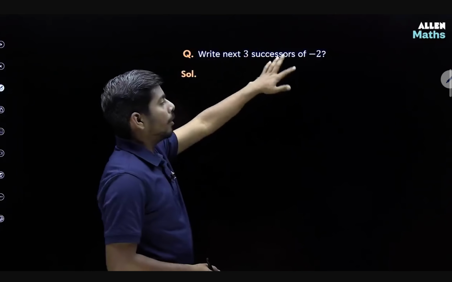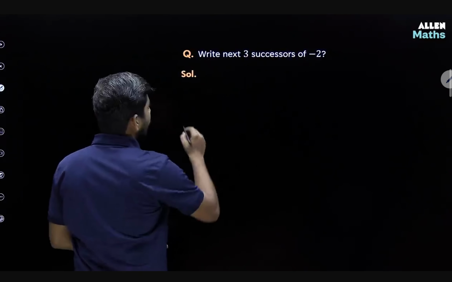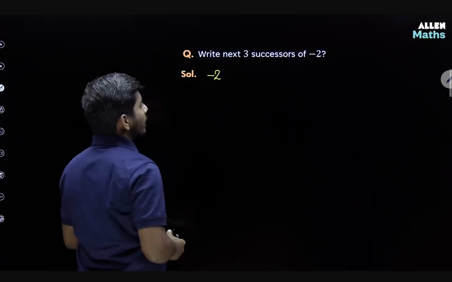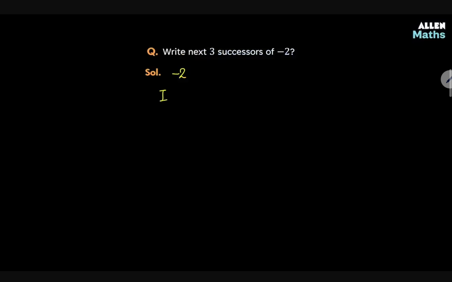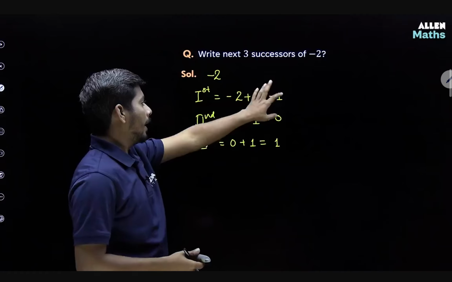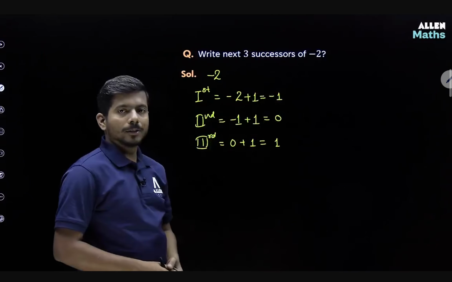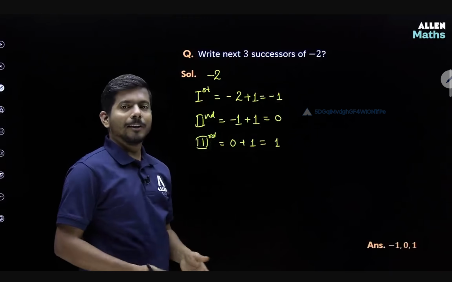Write the 3 next successors of -2. So to get the successor, we have to do +1, right? So the first successor, -2 plus 1, that is -1, and the second is -1 plus 1, that is 0, and the third one is 0 plus 1, that is 1. So here we have -1, 0 and 1, which are the 3 successors of -2. So that's the answer. Now let's have the next question.